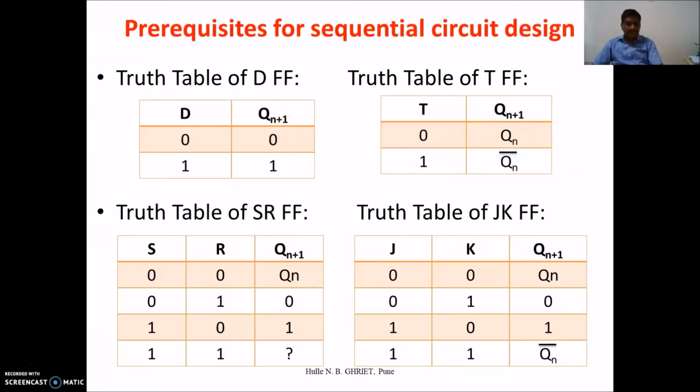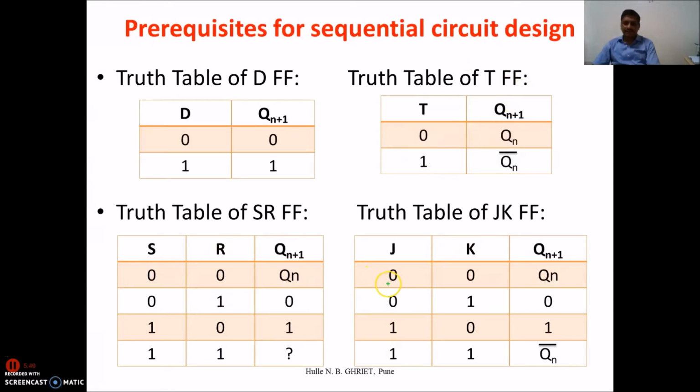Similarly, here in this case, the basic points about the SR flip-flop are: for S input 0 and R input 0, the next state will be Qn, that is the same as the previous. If the previous state is 0, the next state will be 0. If the previous state is 1, the next state will be 1. For 0 1 input, its next state will always be 0. For 1 0 input, its next state will be 1, and for 1 1, it is undefined.